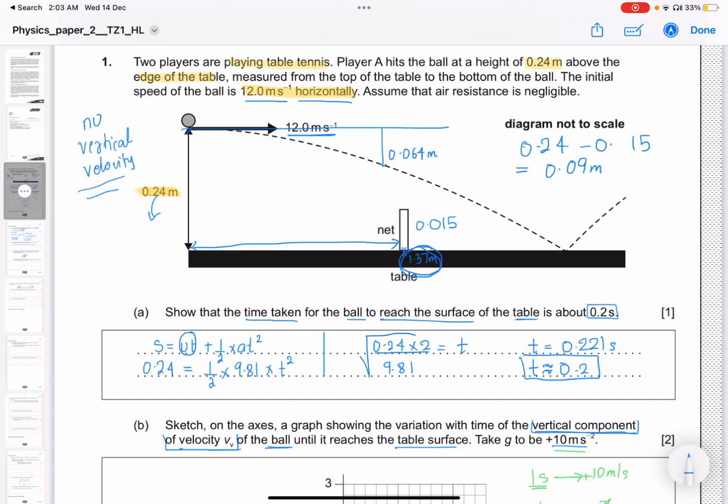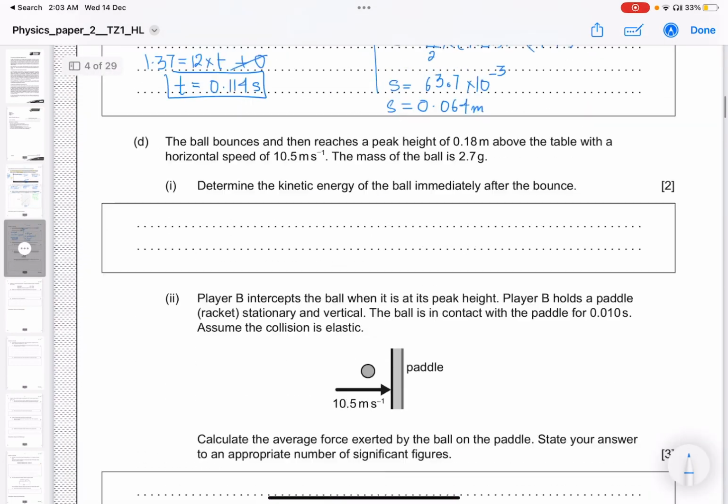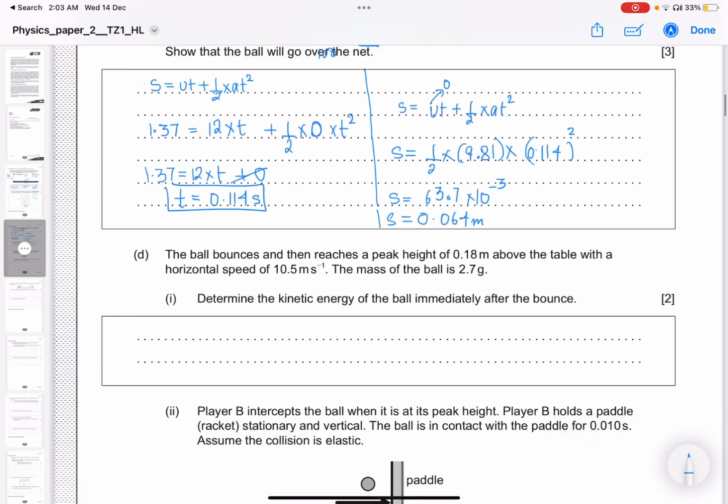And as we know, our distance of displacement is 0.064. As 0.09 is greater than 0.064, it will pass over the net. Right.